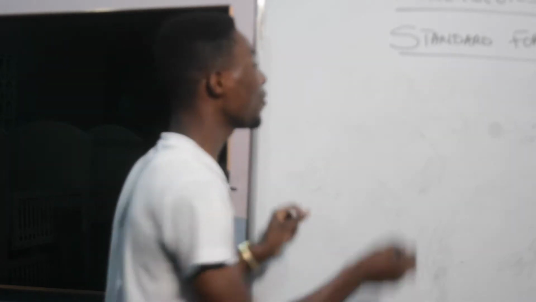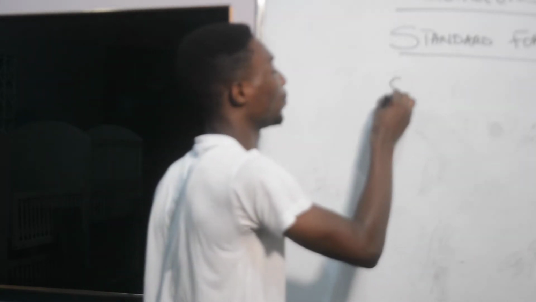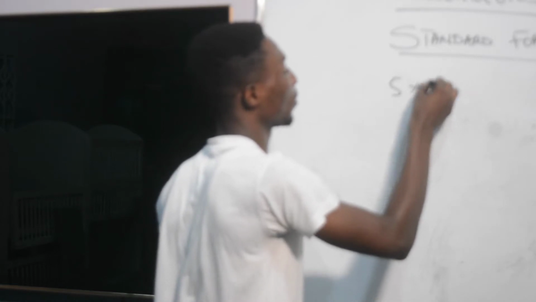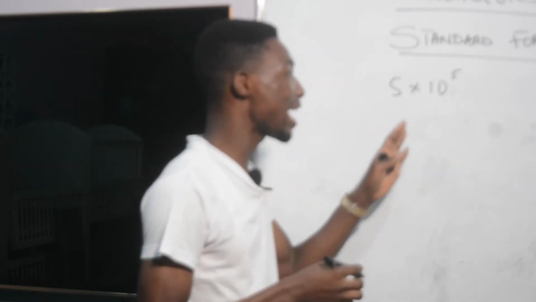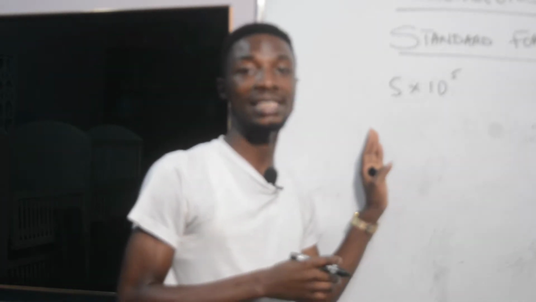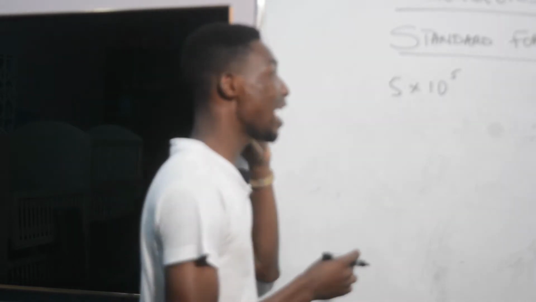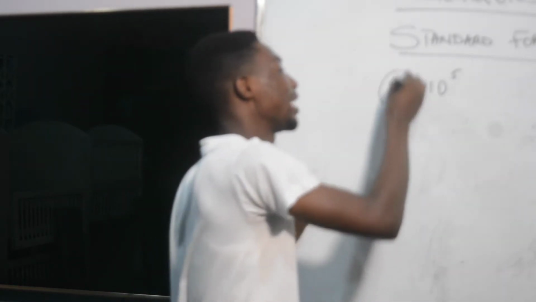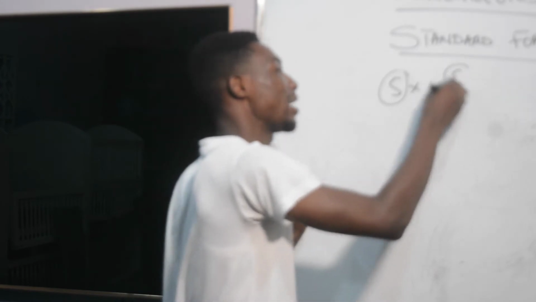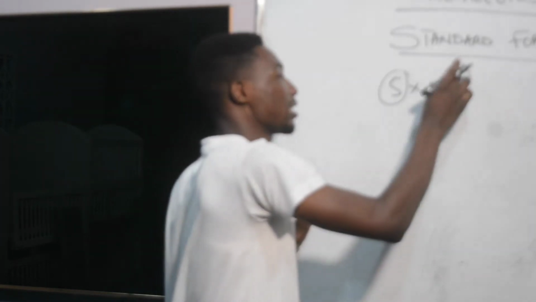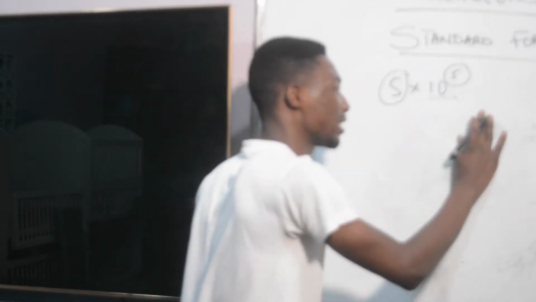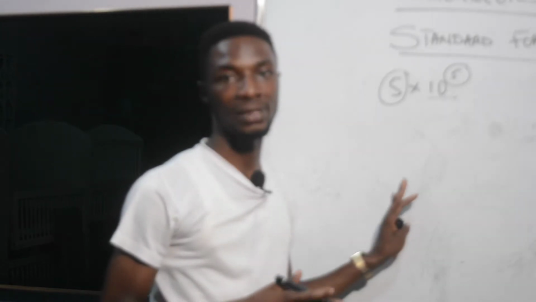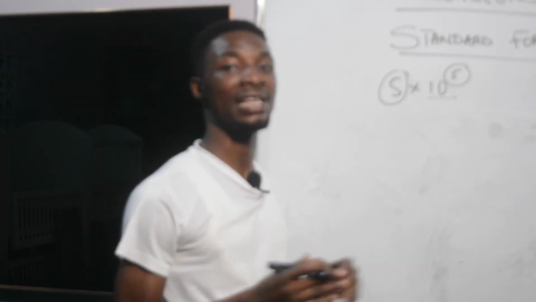What do we mean at all by standard form? Whenever we have a number expressed as a power of 10, then we call it standard form. In every standard form, we have an integer, we have 10, and an index or power. So this is called the index of 10. Whenever you have a number expressed in this form, we call it standard form. Let's learn how to express some numbers in standard form.